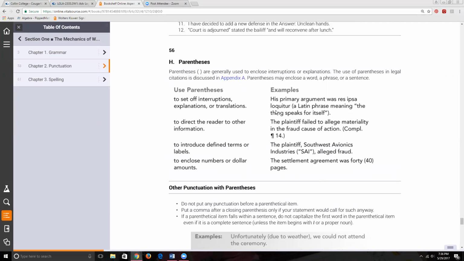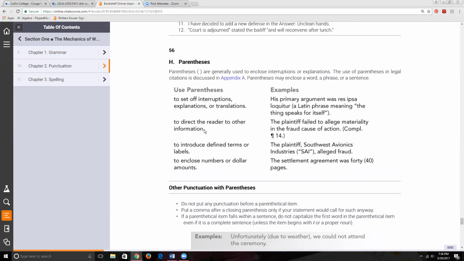To set off interruptions, so here we have his primary argument was res ipsa loquitur. That's a Latin expression meaning the thing speaks for itself. And you can see how this is a nice little detail if a person doesn't know what res ipsa loquitur means. But it could have also been accomplished by not putting in parentheses, just putting a comma here, and this then becomes an appositive. Either way would be fine. So usually if you're doing an interruption, explanation, or translation, setting off with commas will also work if it's not a complete sentence. And you can see a nice thing about this one is that it is appearing at the end of the sentence, so it's less of an interruption. You've already said the main point and now you're going to this little aside point.